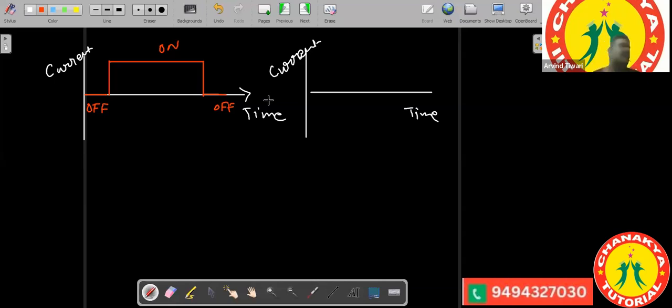But in the case of AC current, your current is represented something like this. The current will increase to its maximum, decrease to minimum, become negative, and again increase to maximum. So this is how the AC current flows.